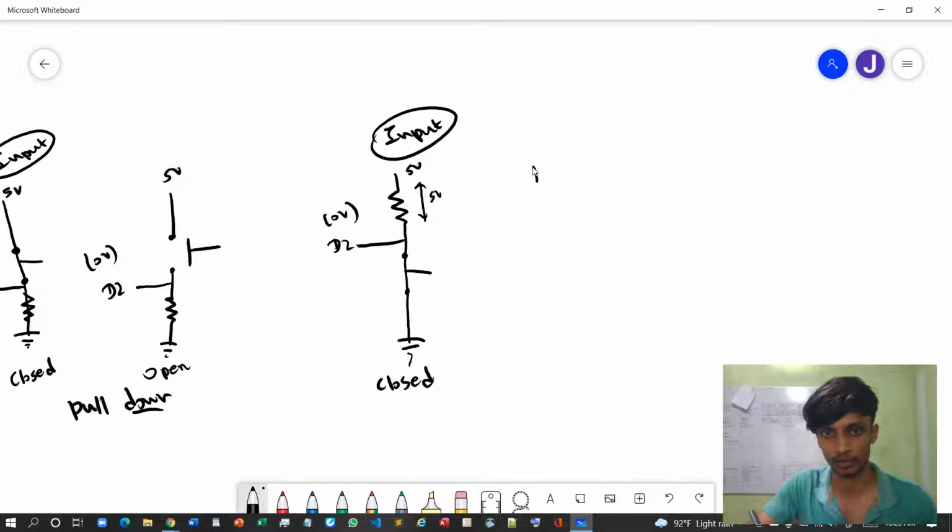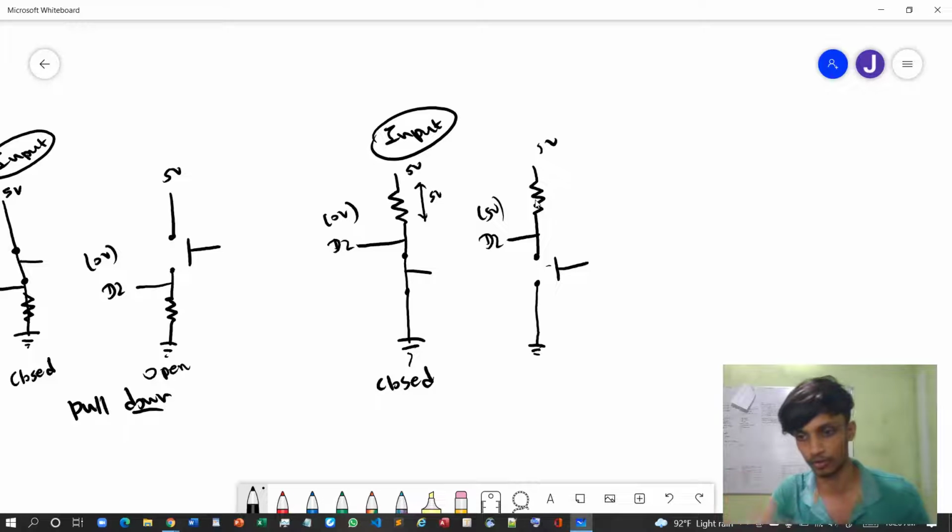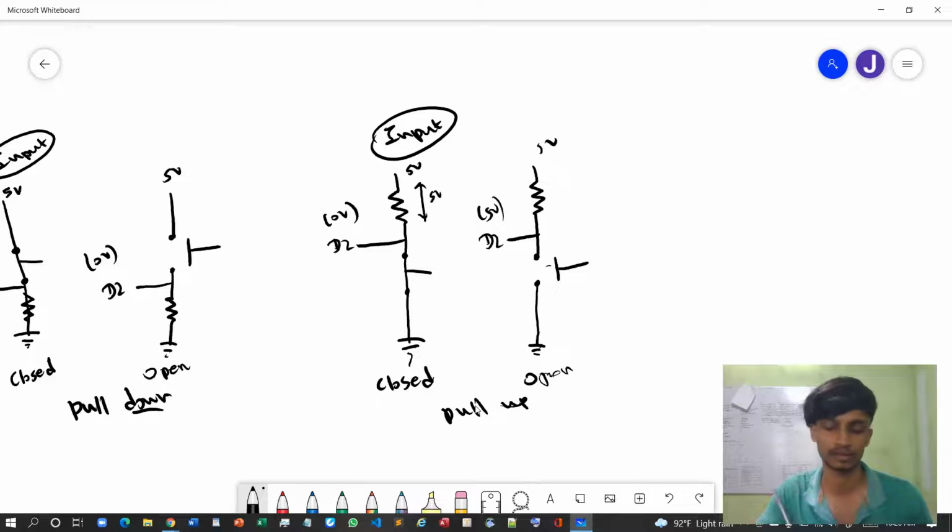Whenever the push button is open, let's say the switch is open, then it will look like this. So this is D2. Now D2 doesn't feel any voltage drop. It basically receives the 5 voltage over here. So that's why it's known as pull up. The initial state is that there is some sort of a voltage. So this is the open configuration, and this is known as a pull up resistor.